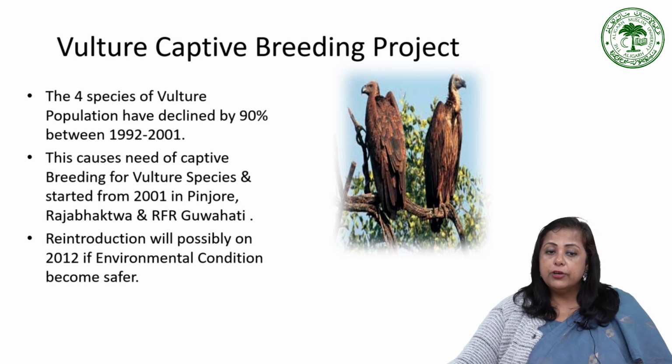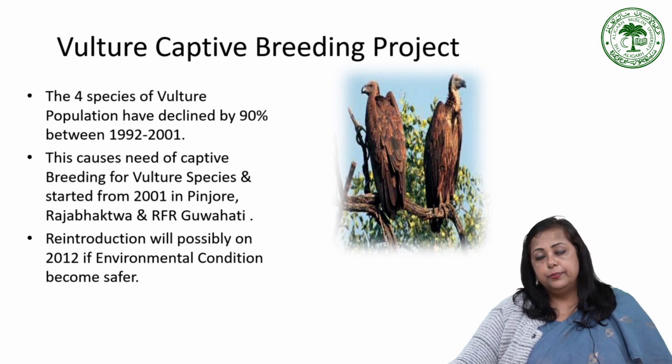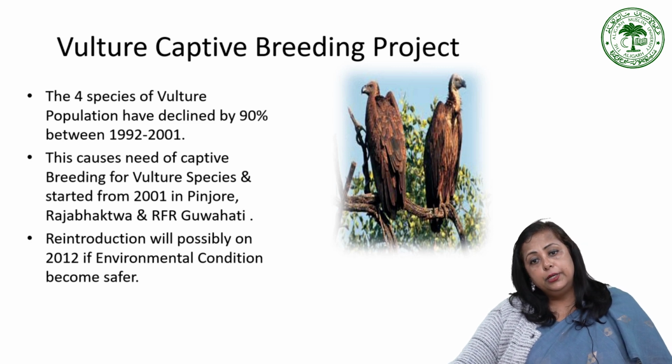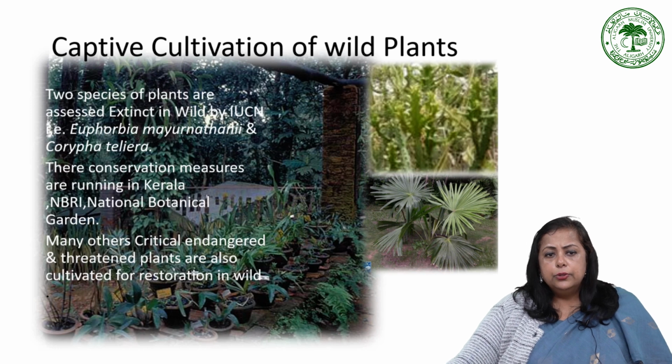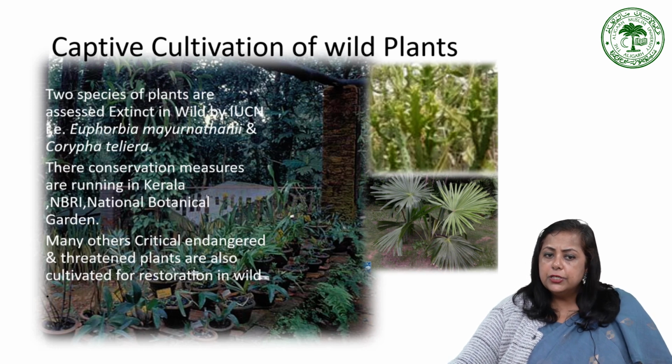So this caused the need for captive breeding of vulture species, which started from 2001 in Pinjore, Rajabhatkhawa and Rani, Guwahati. These are the places where the captive breeding programs were introduced, and they were really successful, and the population was reintroduced in different areas, starting in 2012. Environmental conditions were better. So the next is the captive cultivation of wild plants.